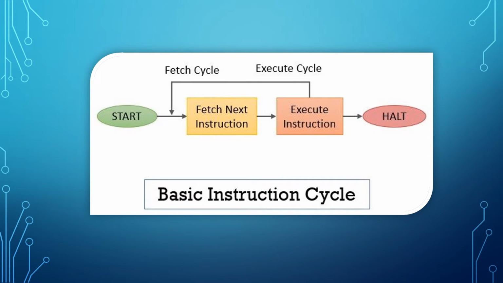This diagram is the basic block diagram of the instruction cycle. This block diagram consists of four steps: start, fetch cycle, execution cycle, and halt. Once the operation starts, the data is fetched and the operation is executed, and the cycle checks for another instruction. If there is another instruction, the cycle goes on. Once all instructions are fetched, it goes to halt.